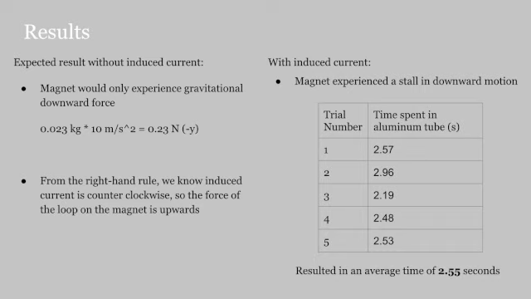For the results section, I wanted to start with the expected result without induced current, which was that the magnet would only experience a downward gravitational force. I calculated that using the mass of the magnet, and you can see the magnitude of the force in the negative y direction.